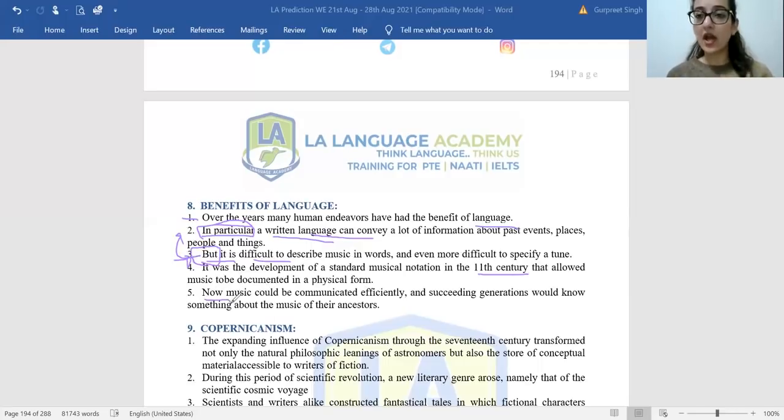Next, we have two things, 11th century and "now". So whenever we use "now", 95% of the times we talk about a past time period, and then we talk about what is the present situation after that, which is the same case here, that we said that in the 11th century some development happened that allowed music to be documented in physical form. And now what is the status? Now music could be communicated efficiently, and succeeding generations would know something about the music of the ancestors. So mostly "now" comes with respect to a past time period written first, and then you give the present situation. All right.